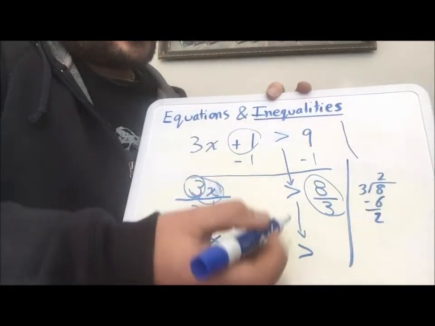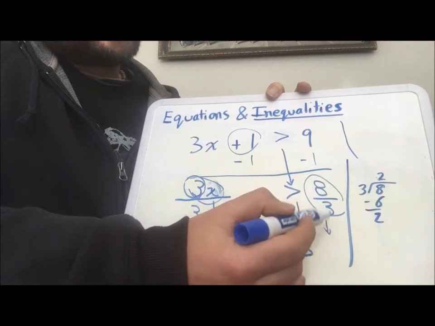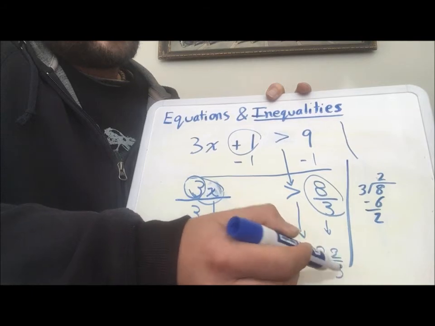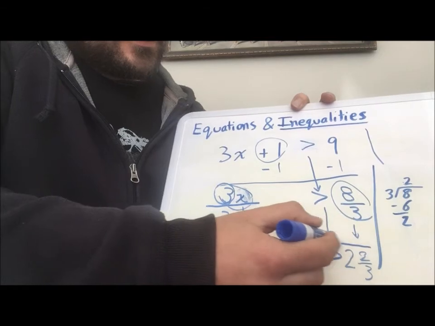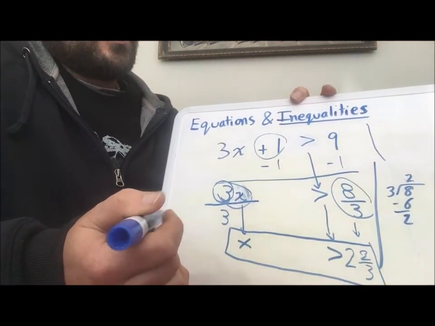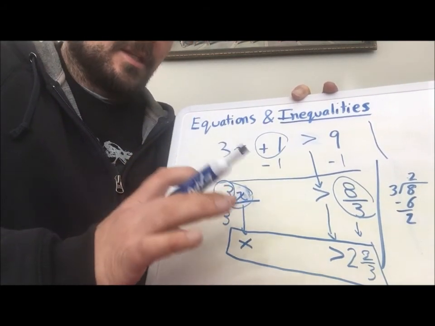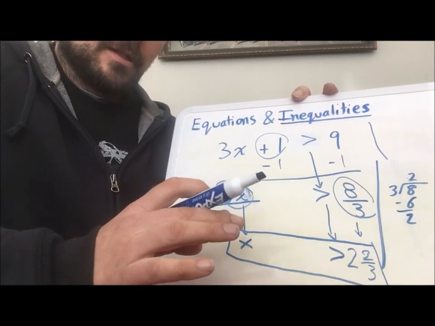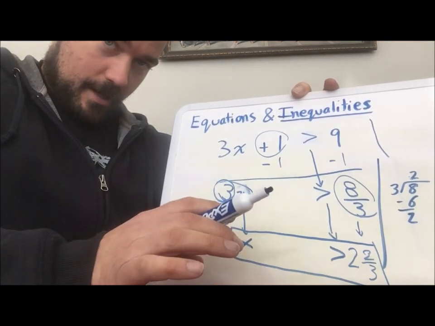Off to the side in your thought cloud, you can see 8/3 is the same as 2 and 2/3. So you'll replace this with that. There's your 2 and 2/3. And over here you have x. It's a little crooked because of the angle I'm drawing at, but that's how you get your answer. So the conclusion of this is you do the same thing as when you're doing equations.